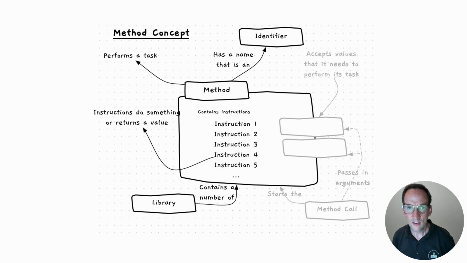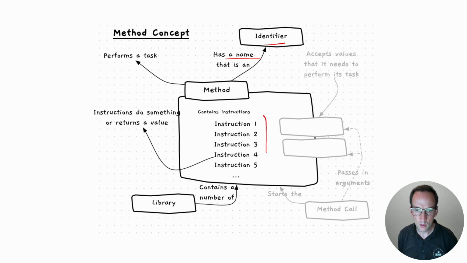A method is quite simply just a package of instructions that we can call in our code. Each method would have a name, and that name is an identifier. That basically means it's a sequence of characters that uniquely identifies that method. So that when we say, I want to call the WriteLine method, the compiler is able to work out which method we actually mean, the one with the name WriteLine.